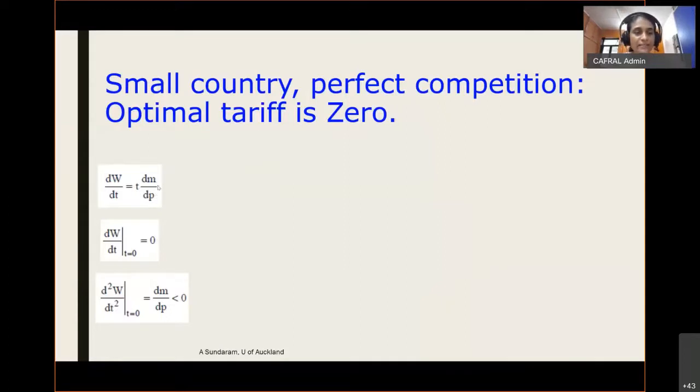Now, given that this is the derivative of the welfare function with respect to t, what is the optimal tariff that I'm going to set? To get the optimal tariff, I have to set tariff at the point where dw over dt equals 0, right? So that's how you find the optimal tariff. And we can see that for dw over dt to be 0, what you want is t equals 0, which means that the optimal tariff is going to be 0. So for a small country with perfect competition, the optimal tariff is always 0. That's the best that you can do. If you check the second order condition, you will find that that is less than 0. Okay, that is point number 1.